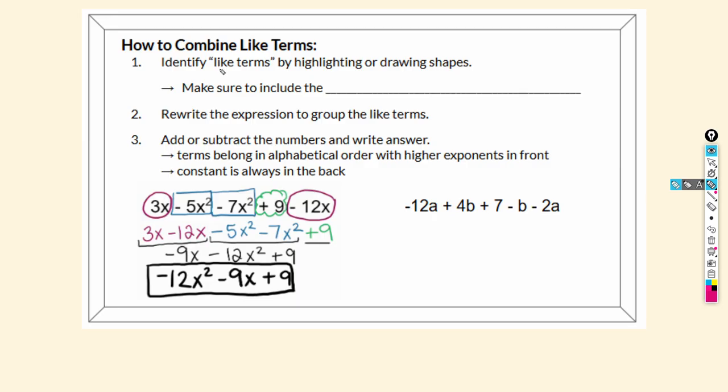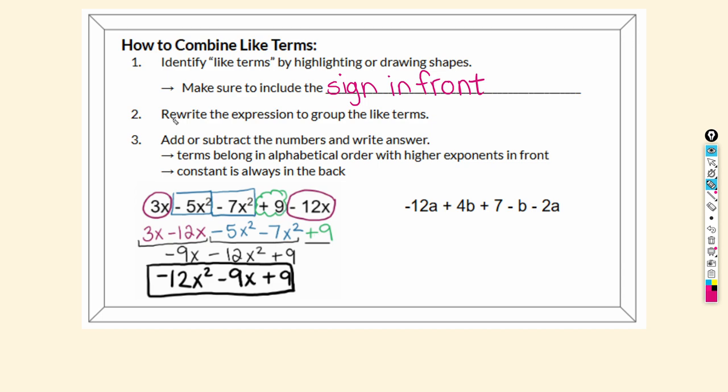Let's identify the like terms by highlighting or drawing shapes around them. You can see an example of that below, and we'll do it together in a moment. When you do that, make sure to include the sign in front of the number. For example, the positive or negative, plus or minus sign, include that. See how they included minus 12x so that we can see that it's minus or negative 12x? They included the plus sign in front of the 9 so we can see that it's positive 9.